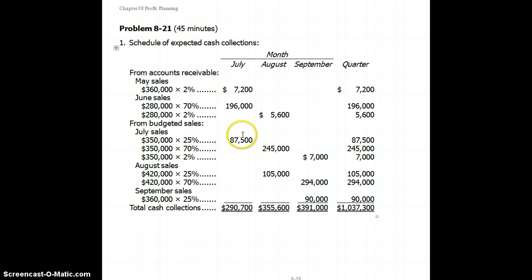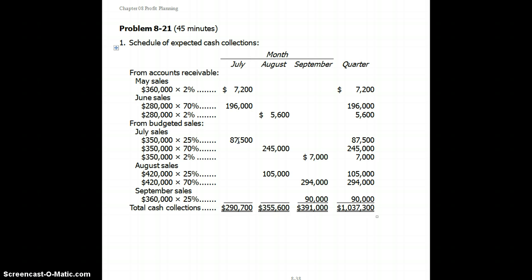That's the obvious. Since it takes us 3 months to collect all of the cash that we're going to collect from sales, we need to go back to the month of June and back to the month of May. May is 2 months prior, and when sales occurred in May, 25% would be collected in May, 70% in June, and the final 2% in July. So 2% of 360 is $7,200.